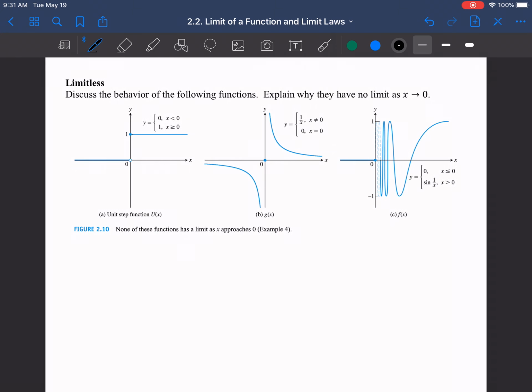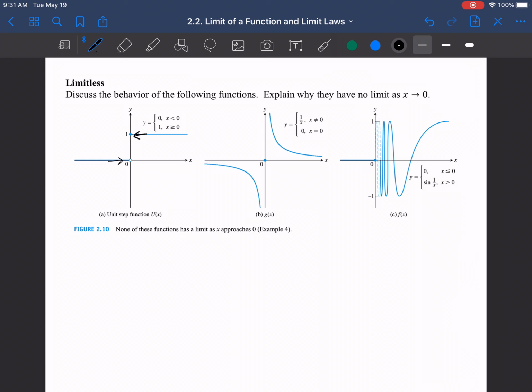All right, limitless. There are times when we don't have a limit. We talked about one a couple pages back where we had an undefined result. And here we've got some functions where we're not going to have a limit at certain places. Let's explain why they have no limit as they go to 0. As we go to 0 from the left, from the negative side, we're getting 0. As we go to 0 from the right, from the positive side, we're getting 1. So we have two different results there, which means we're not going to get a value for it.